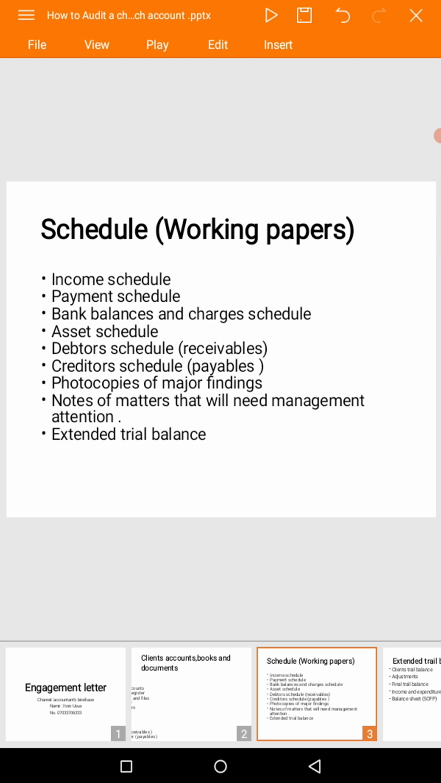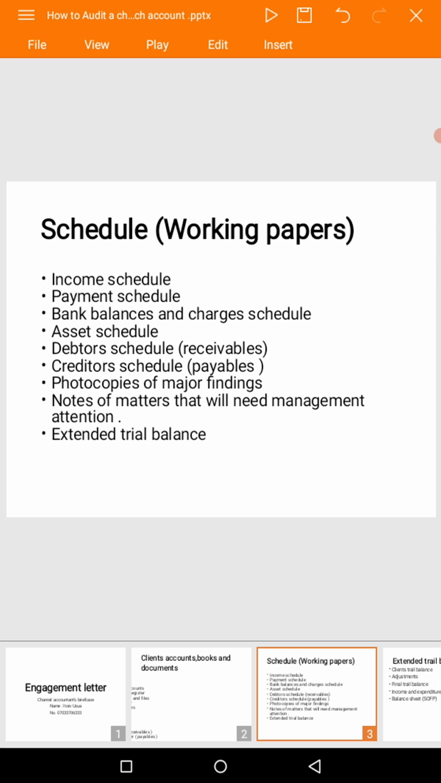Then your debt schedule. The debt schedule is more like loans. You have given loans to members of the church, or you're giving loans to them as a kind of advance, and then they are expected to pay on a monthly basis. So the essence of this debt schedule is extracting that information, the payments they have made, money they collected. You extract it under the debtor schedule.